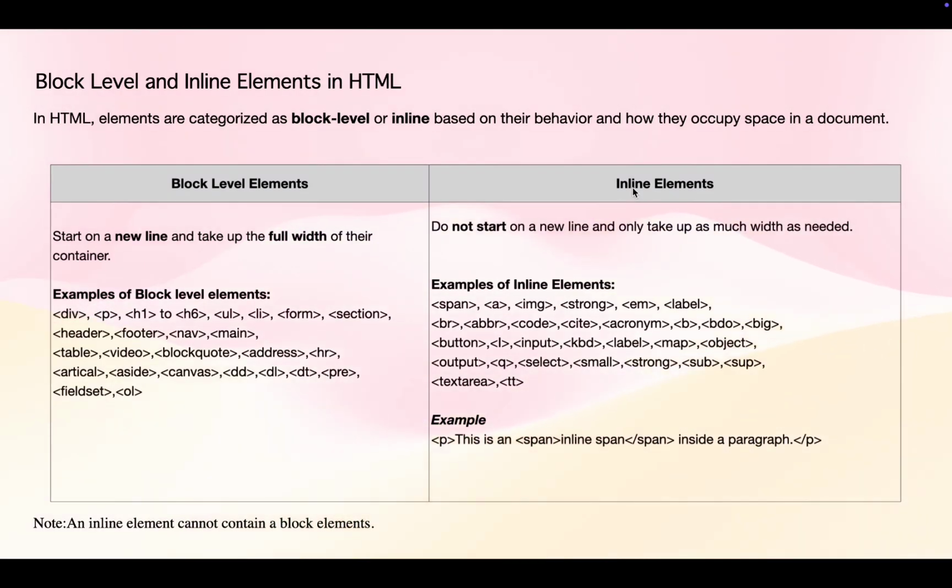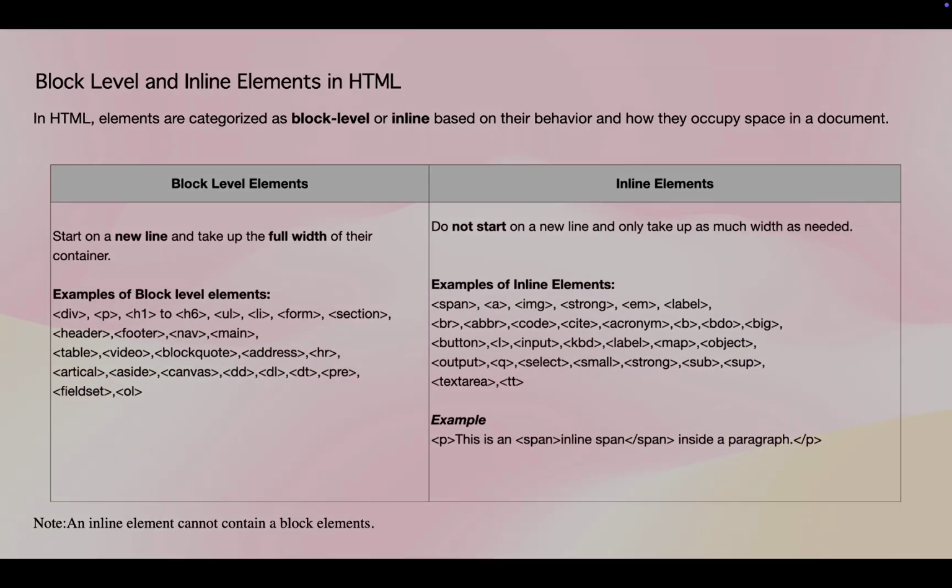Next, inline elements. Inline elements are the opposite of block level elements. They do not start on a new line and also they take up only as much width as needed. For example, span tag, anchor tag, image tag, strong tag, etc. Let's go back to VS Code and see a small example.